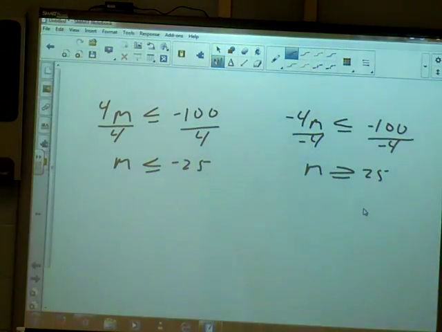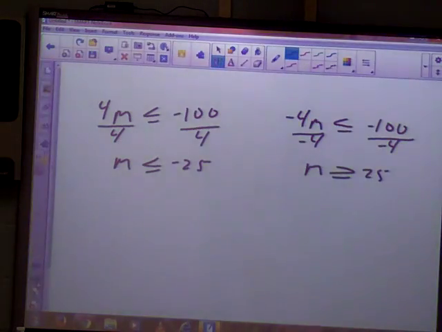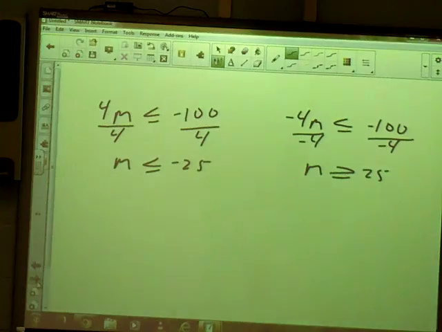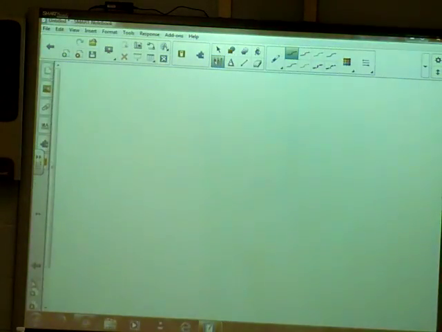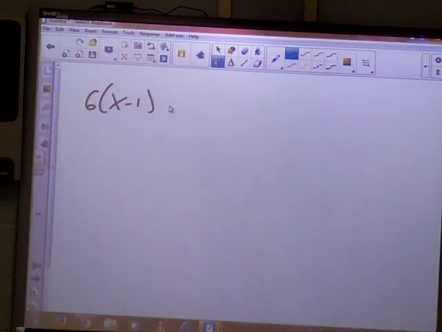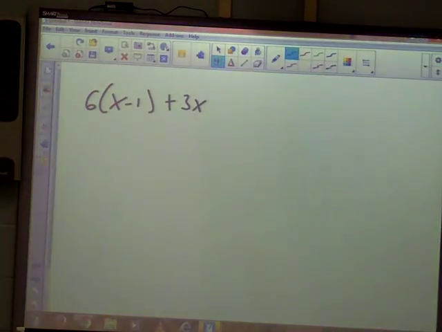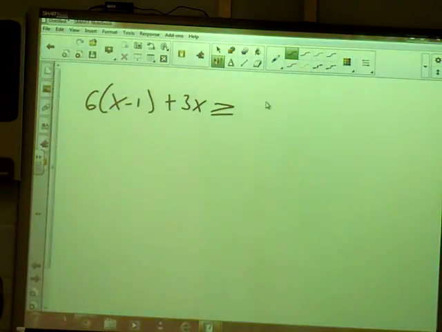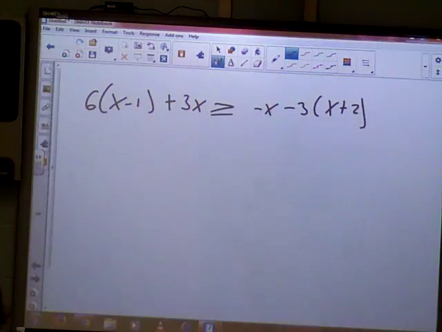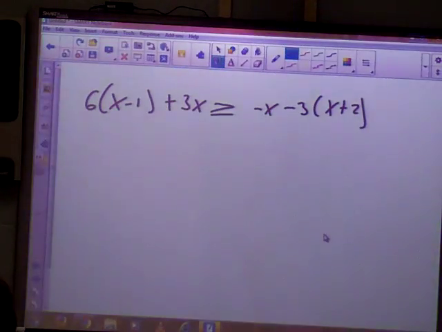Alright. Let's look at some more. Add some parentheses into the mix here in just a second. Good. Alright, I've got 6 times the quantity of x minus 1 plus 3x is greater than or equal to negative x minus 3 times x plus 2. So that looks like it's going to be a little bit of a booger.